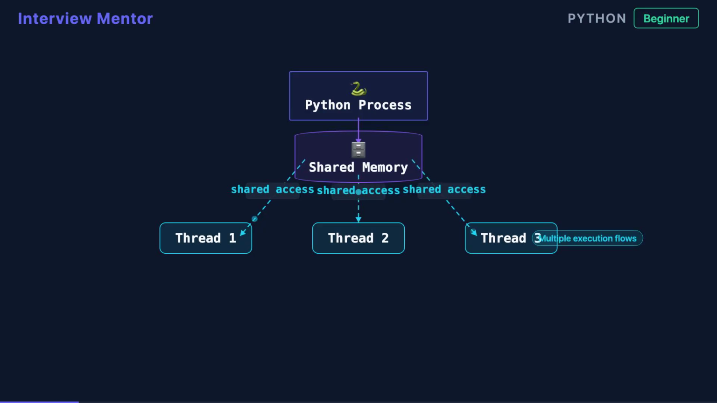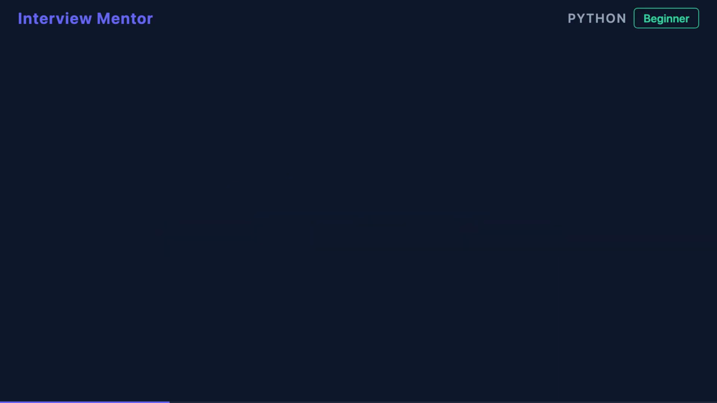Think of a process as your Python program running in memory. Within that process, you can spawn multiple threads that share the same memory space. Each thread executes independently, switching between tasks, which gives the illusion of doing multiple things at once.